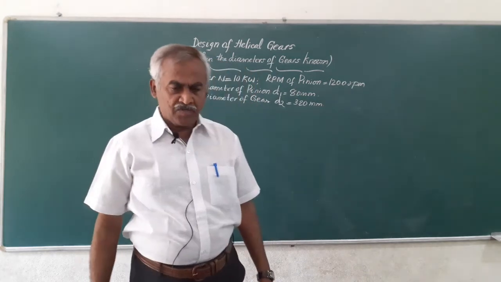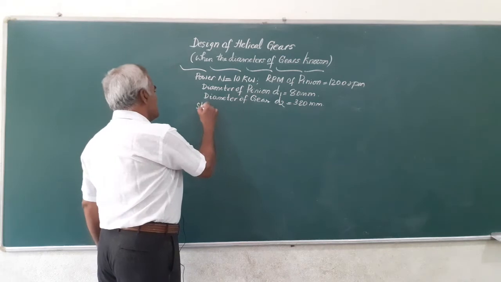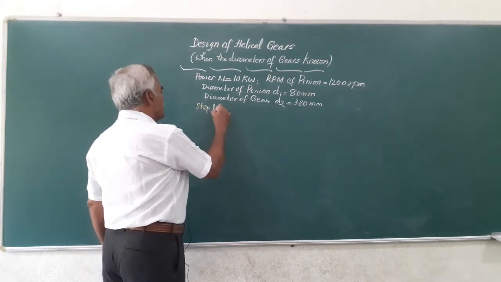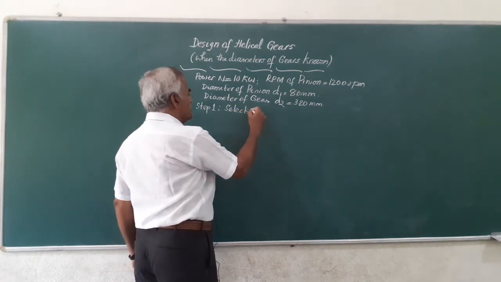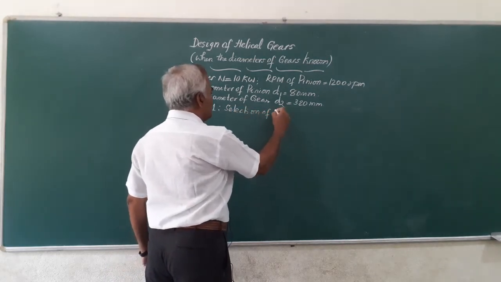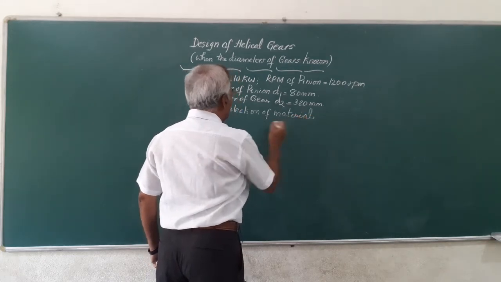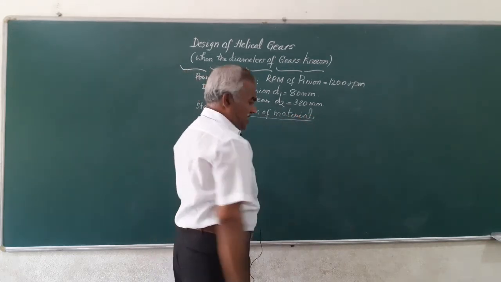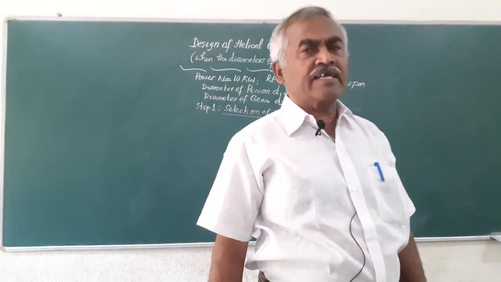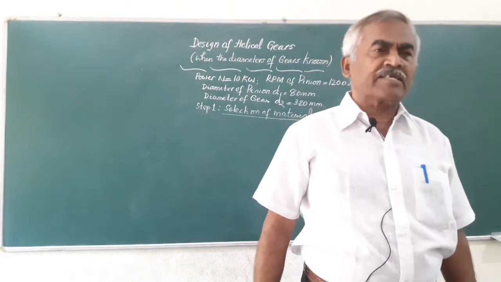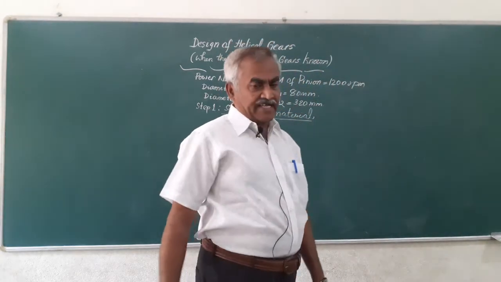So, friends, as usual, let us start with step number 1. In step number 1, we are going to select material. So, selection of material for gear and pinion. I told you, friends, there is a separate table under these helical gears and around 8 to 10 materials are available which can be used to design these helical gears.